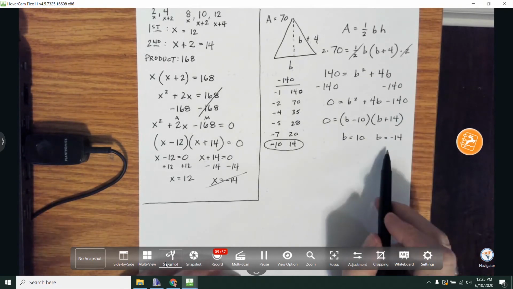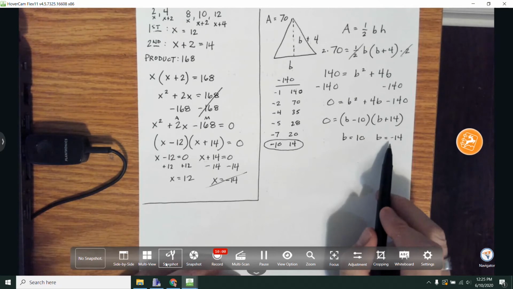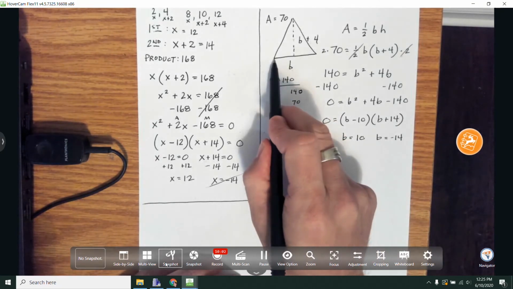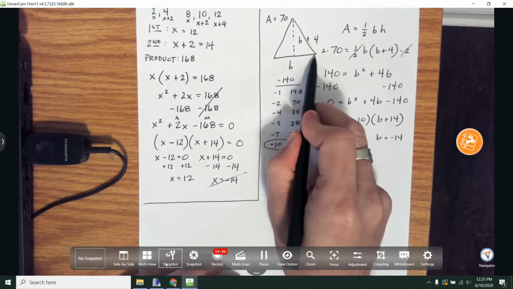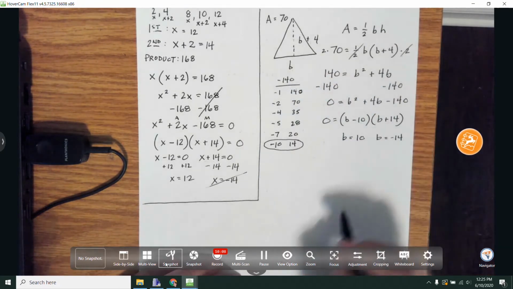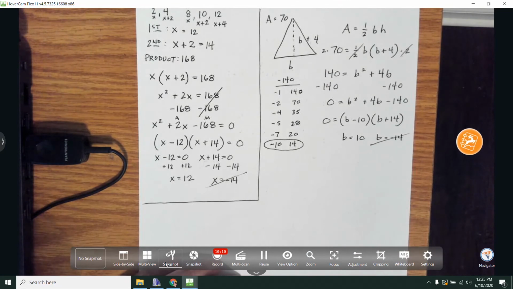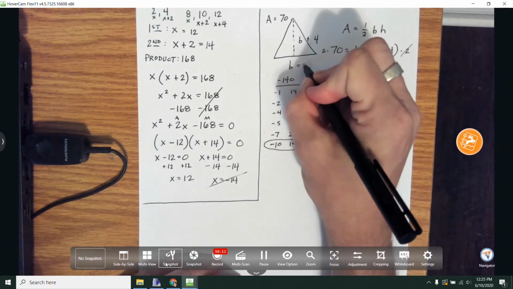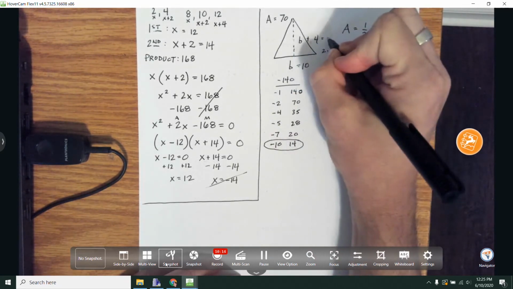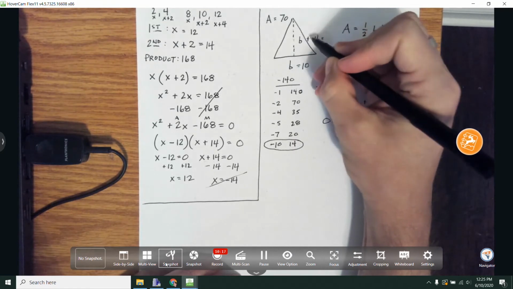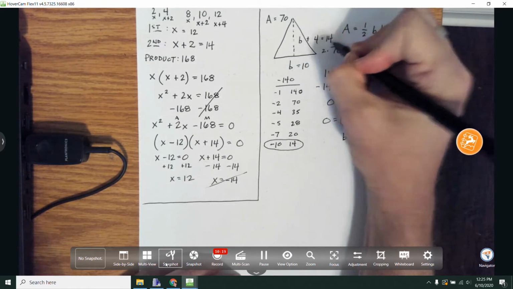Now we can't use this negative 14 because we're dealing with measurements. If we plug this in and said our measurement from here to here is negative 14, that doesn't even make sense for a triangle, because if we take out our tape measure, we never get negatives. And so that base equals 10, and our height equals, we're plugging the 10 in here, 10 plus 4 is 14.